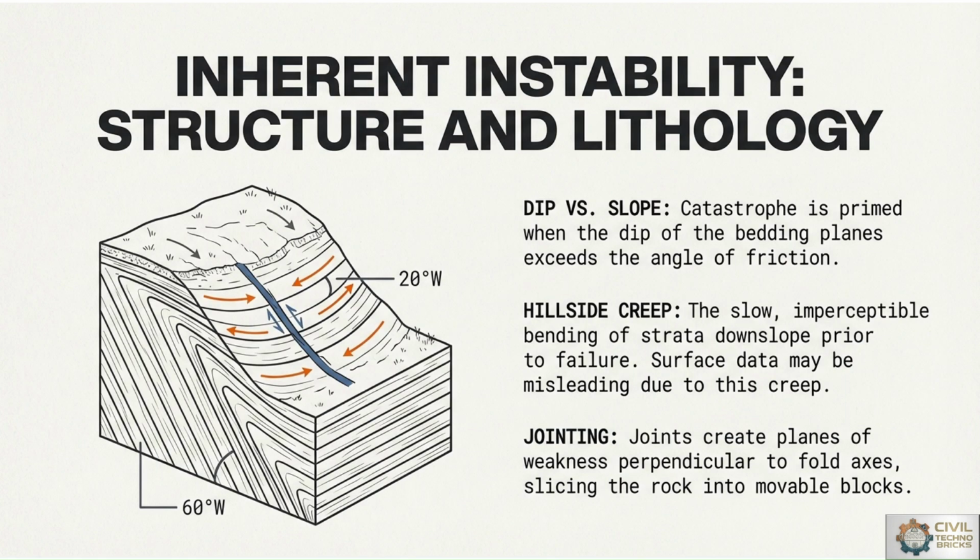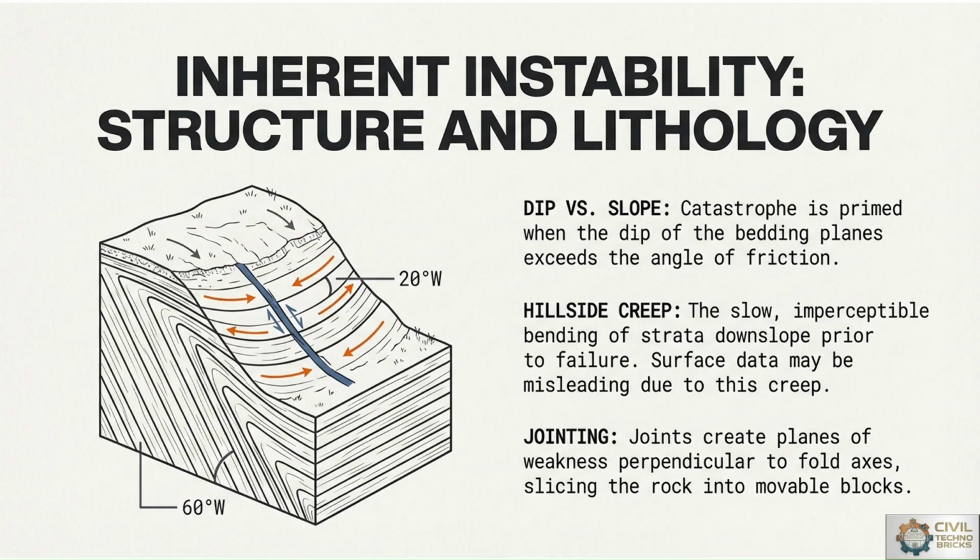Here, inherent instability is the most important concept, where structure and lithology are shown in the picture. Structural and lithological characteristics show the stability and instability concept. Here, dip versus slope angles. A slope is physically prone to failure when the internal dip angle of the underlying geological bedding planes exceeds the material's natural angle of friction. So catastrophic failure occurs when the dip of the bedding planes exceeds the angle of friction.